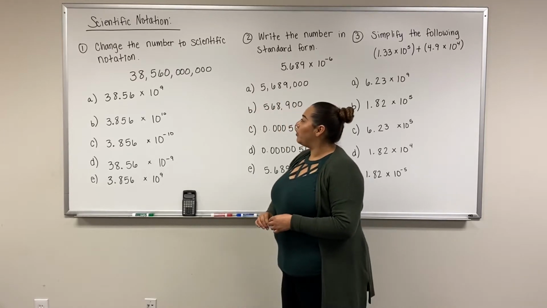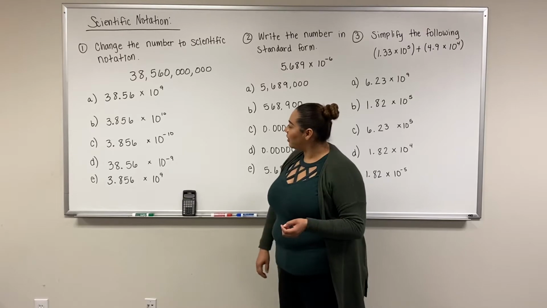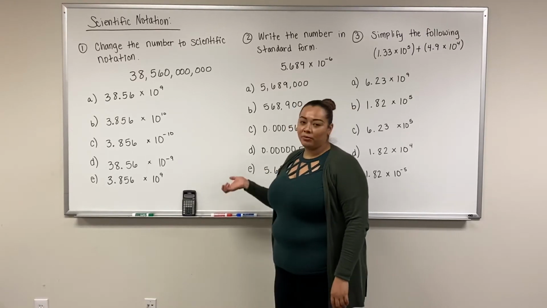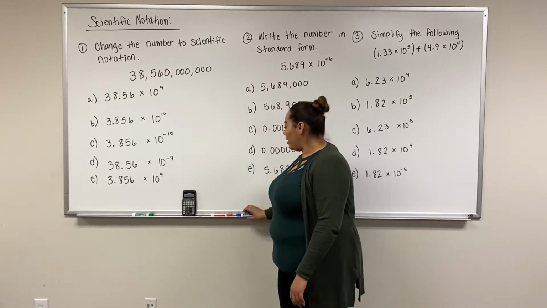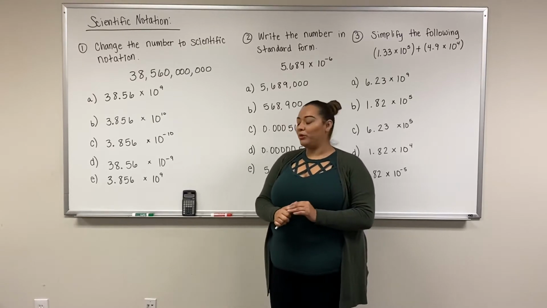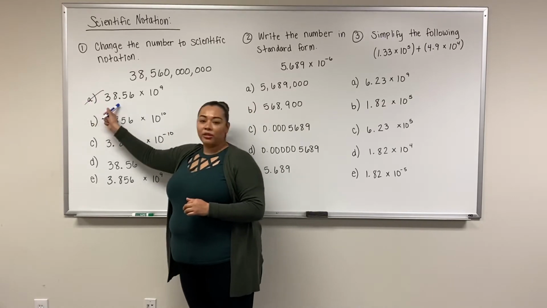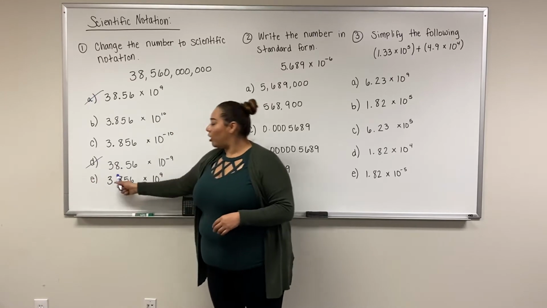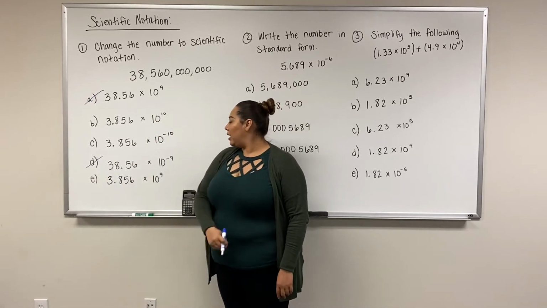So for the first one, we want to change the number to scientific notation. Now the number that we have right here is 38,560,000,000. We want to see which of these is going to be equivalent to that one. Before we even start, since we said the scientific notation has to be a whole number between 1 through 9, we can eliminate A because it's 38 and D because it's also 38. So now we have a chance between B, C, and E.